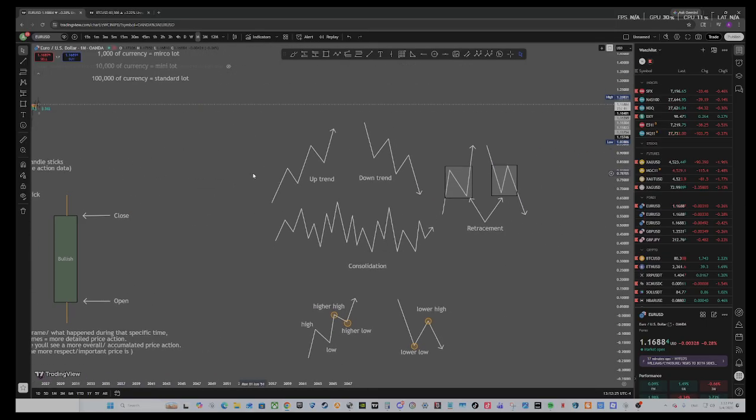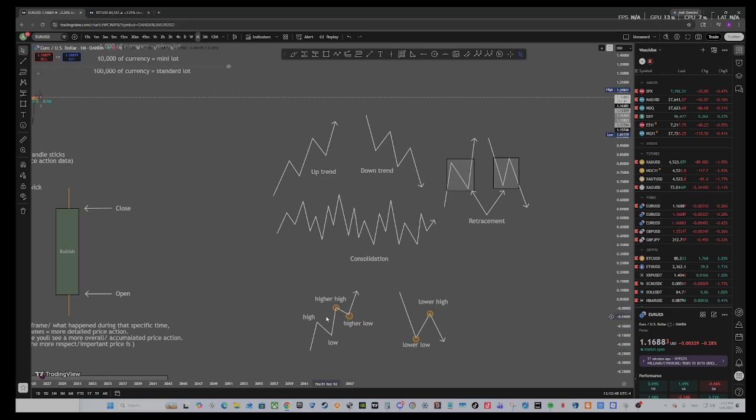Right, let's go here. Uptrend, downtrend, consolidation. Three different ways the market can move. Up, down, sideways, right? Retracement. What happens in between the trend, right? If it goes up, it has to go down to continue going up. If it goes down, it has to go up to continue going down, right? So we know what retracements are: high, low, higher low, lower low, higher high. So now that we know what this is, we can identify an uptrend, we can identify a downtrend. So yeah, there we go.